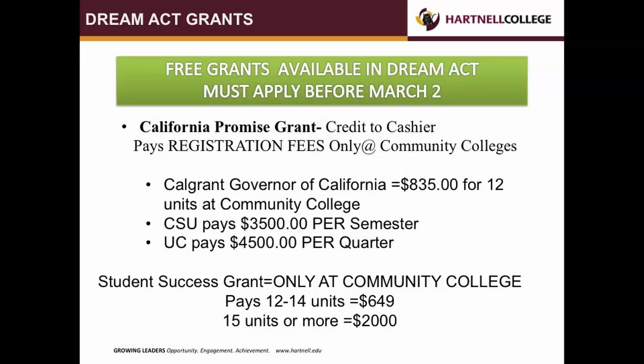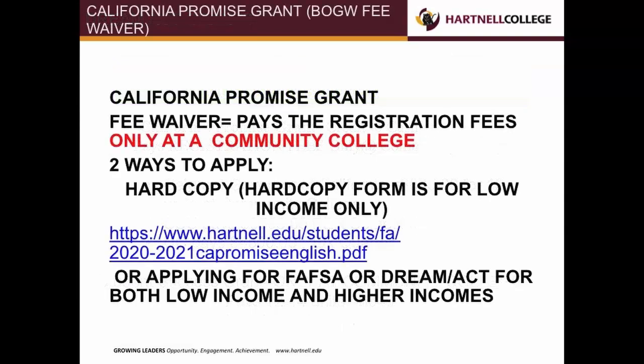And the Student Success Grant is only at a community college. Depending on the units, between 12 and 14 units, it pays $649. For 15 units or more, it pays $2,000. The California Promise Grant is the fee waiver. It pays the registration fees only at a community college.